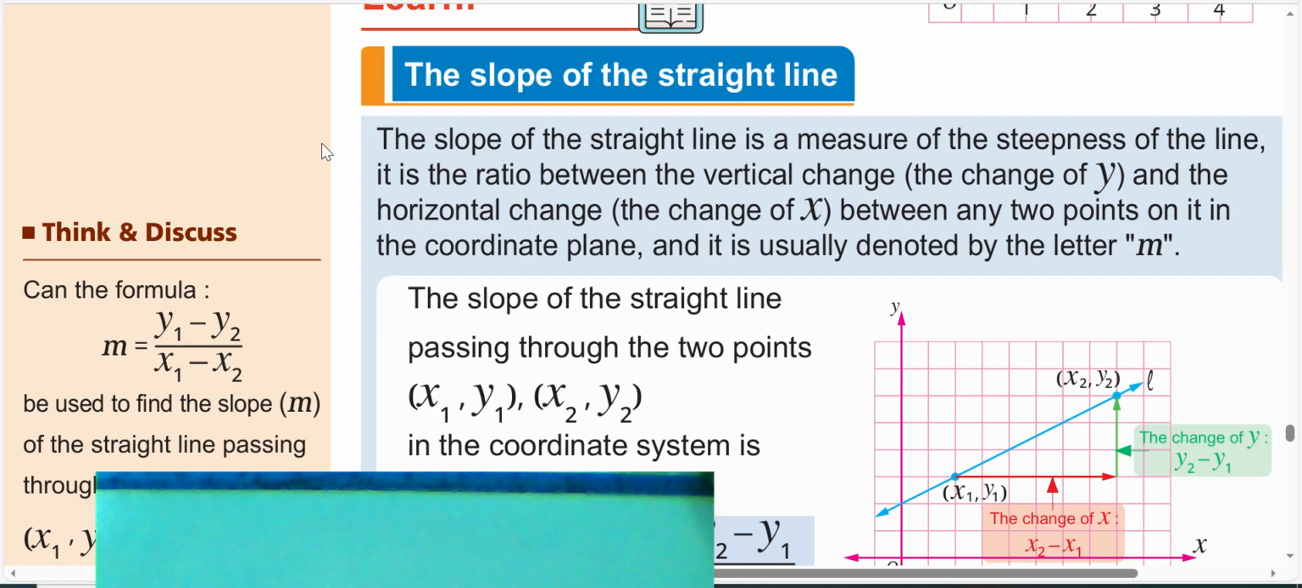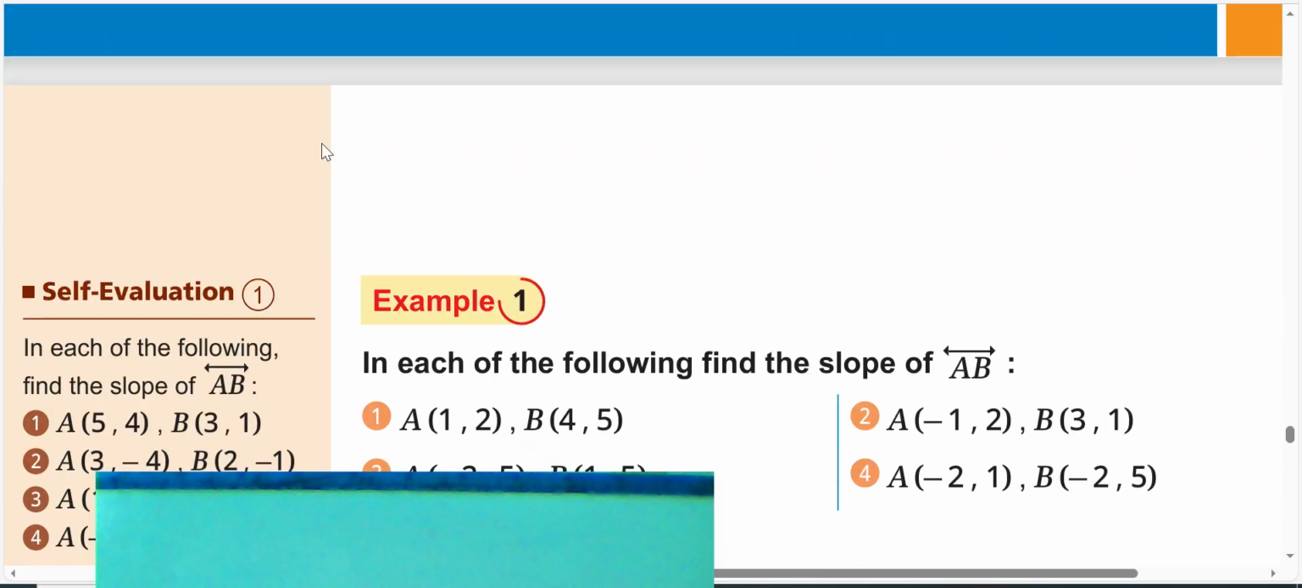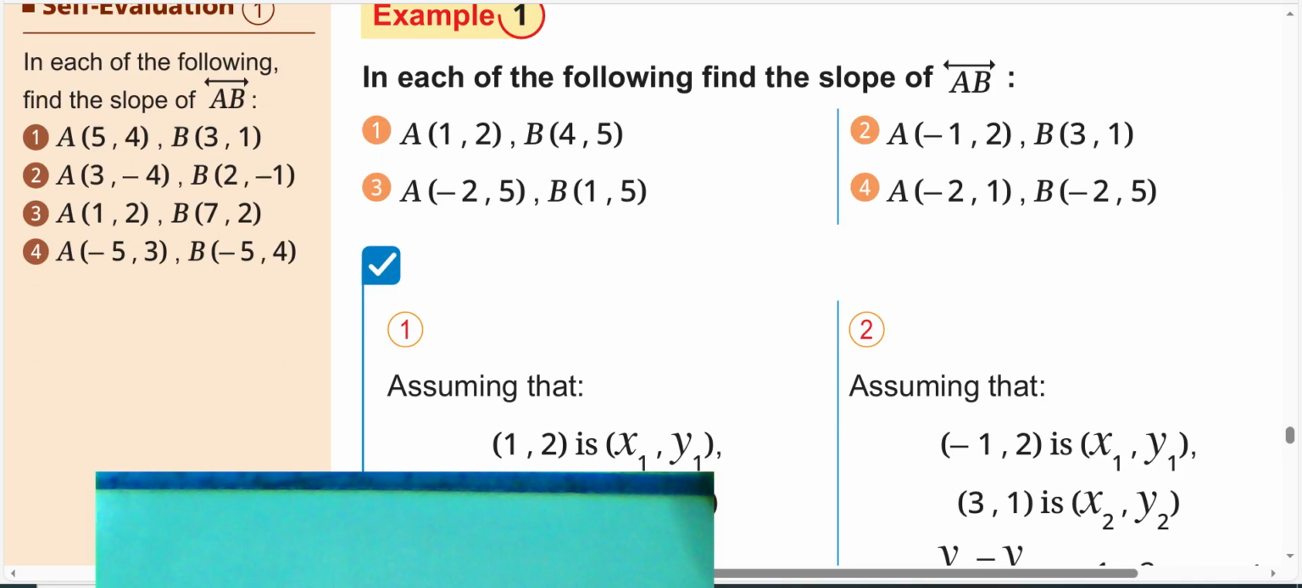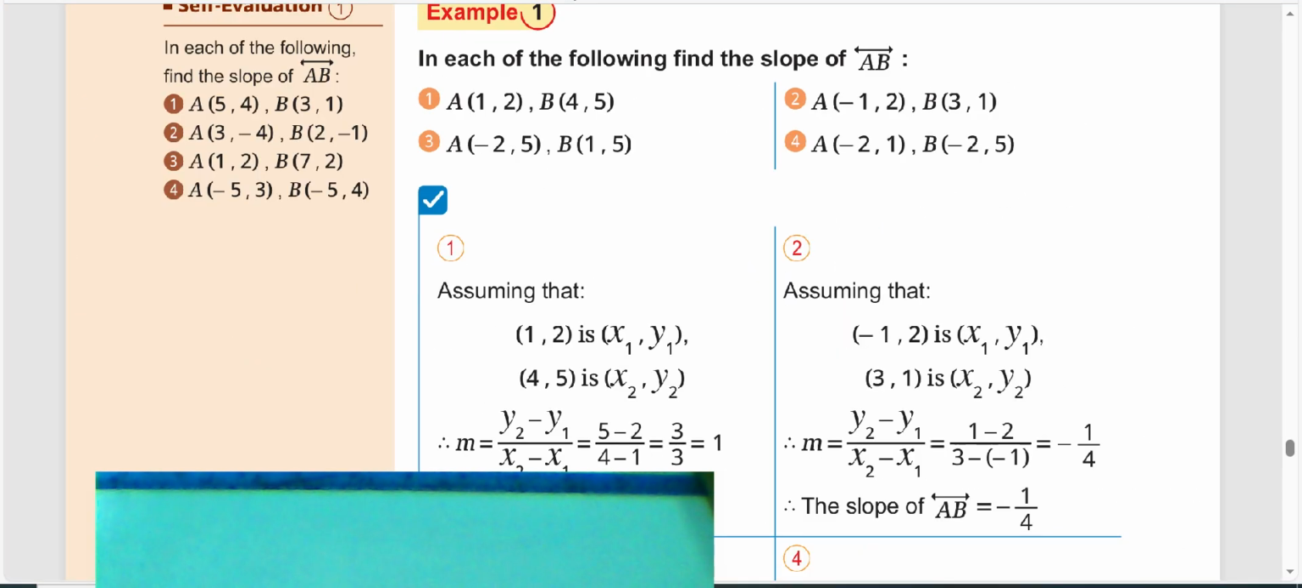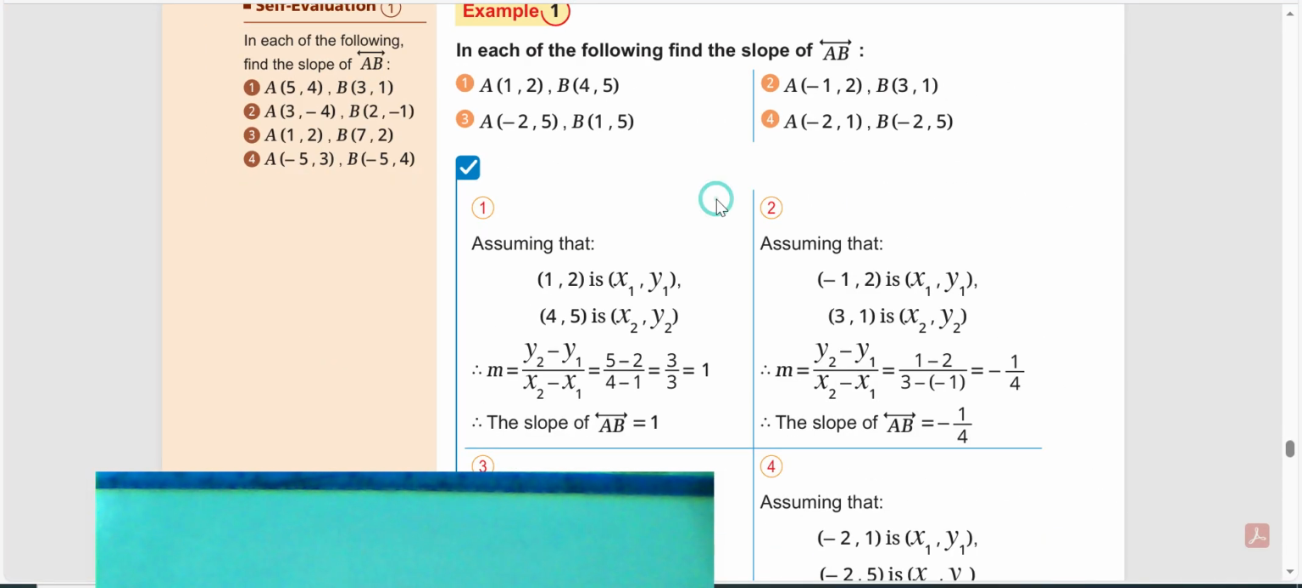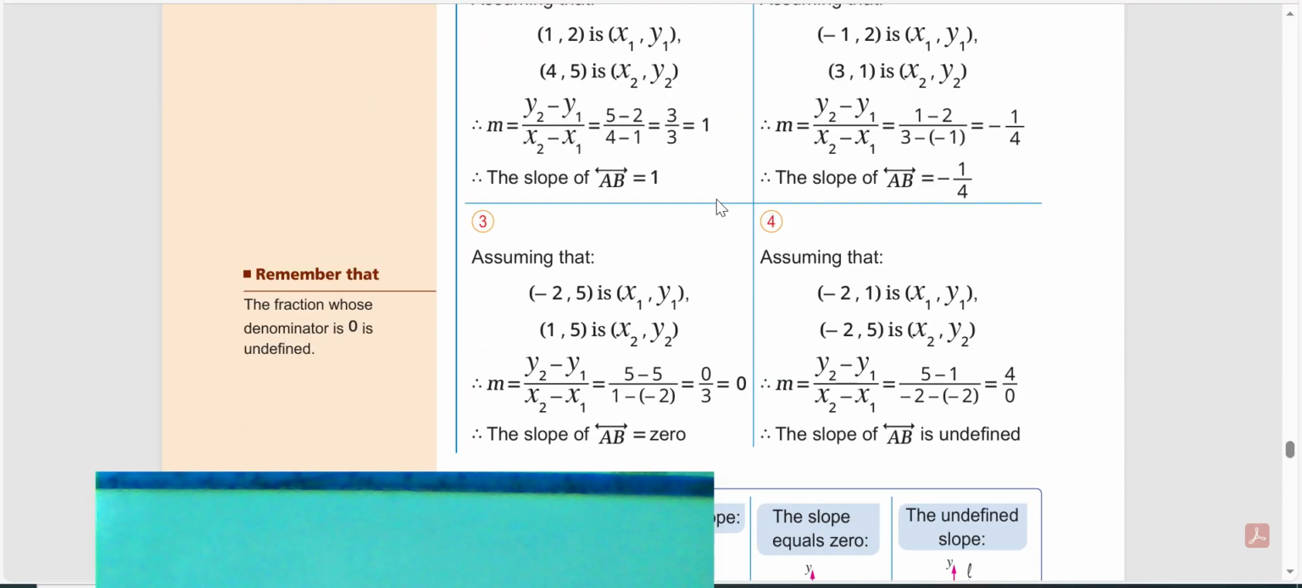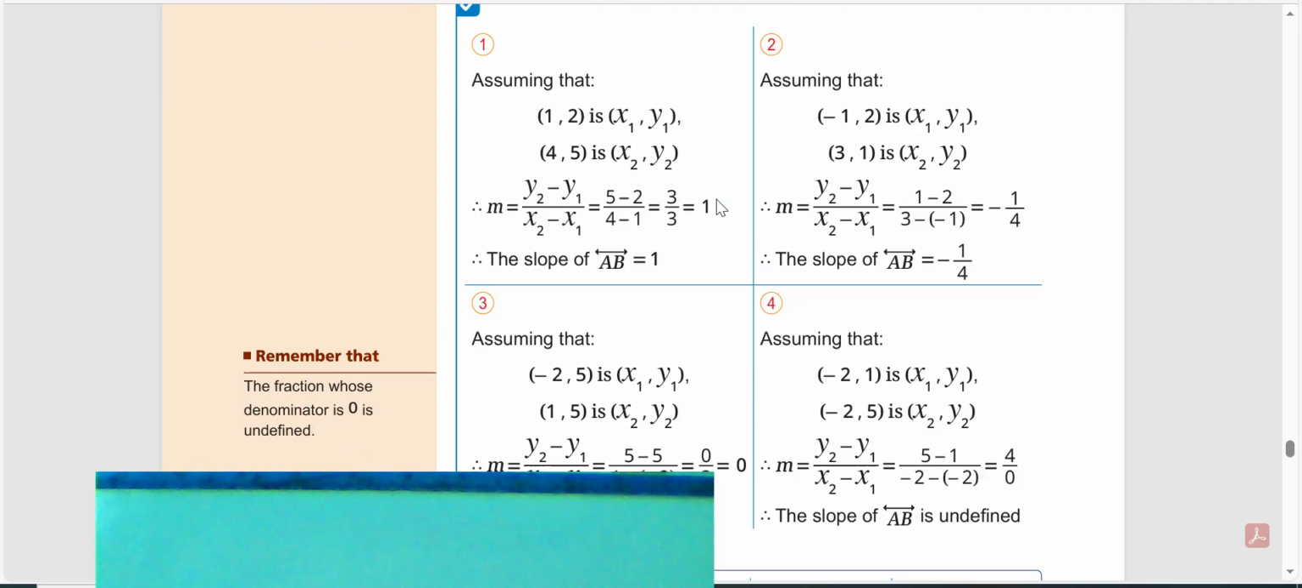The slope of the straight line is the measure of steepness of the line. It is the ratio between the vertical change, the change of y, and the horizontal change, the change of x, between any 2 points on it in the coordinate plane, and it is usually denoted by the letter M. Look with me at question number 1. Example here with solution. You can read questions 1 and 2 and also 3 and 4, okay? Then I will explain our next question.